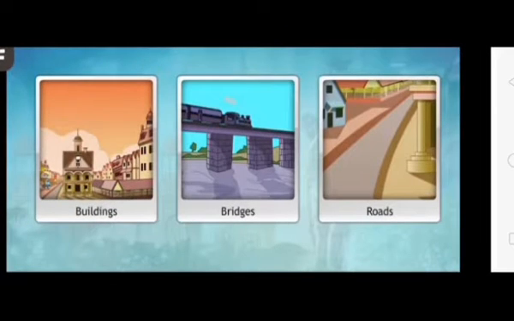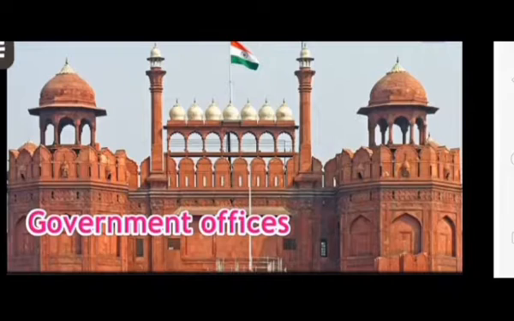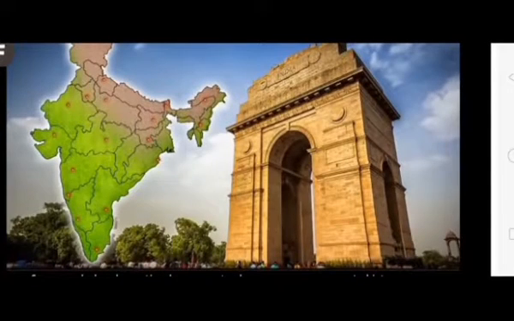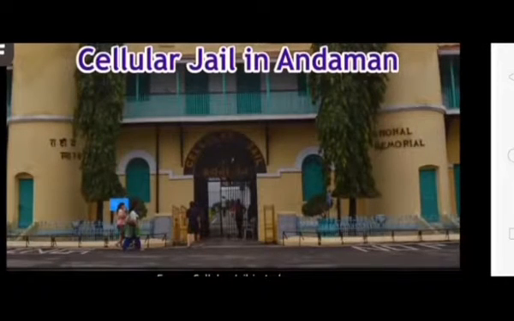During this period, many buildings, bridges, roads, water supply systems, and fountains were built. Buildings included government offices, residence of officers, forts, prisons, etc. Among these buildings, some were declared as a national monument and some were converted into museum.